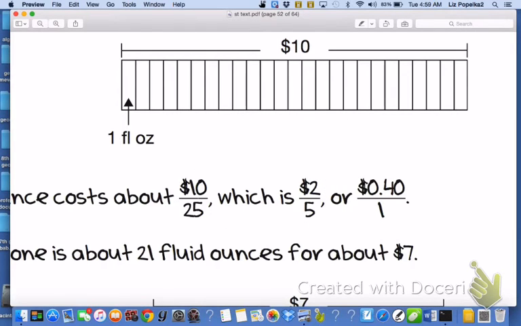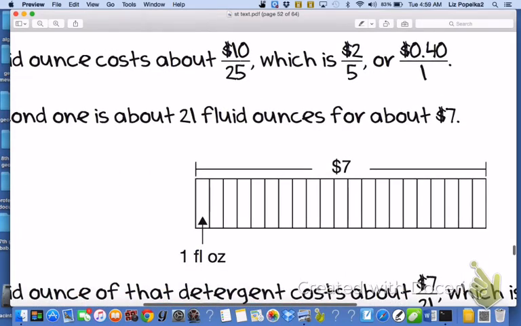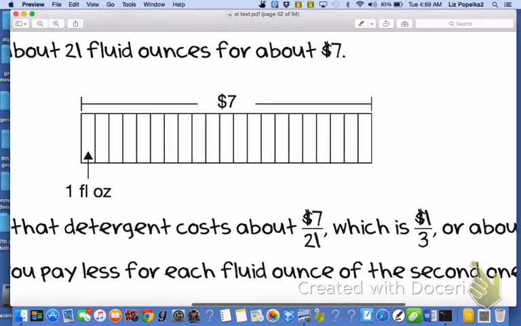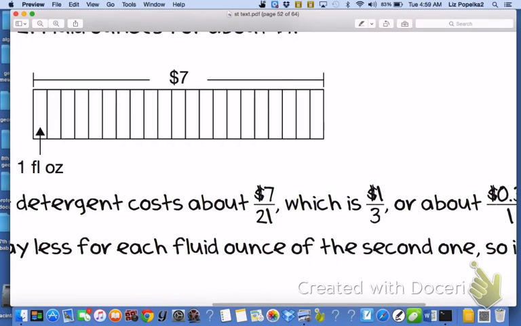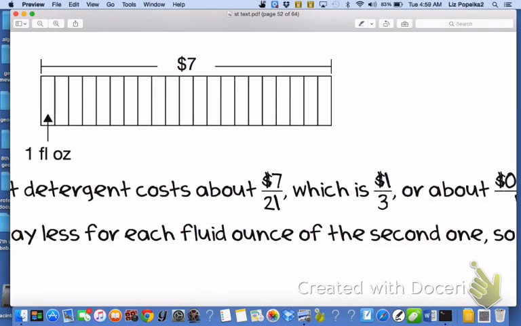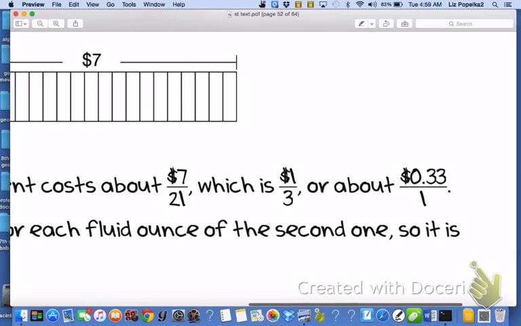Now, the estimate that she got for the second one, again, she changed the totals a little bit. She estimated. She just rounded it to some easier numbers, so that the second one, the smaller one, was pretty close to $7, and you got pretty close to 21 ounces. And again, she scaled down, because she doesn't really care how much 21 ounces are. She wanted to figure out how much it was just for 1 ounce. That's how you really figure out which one's cheaper.